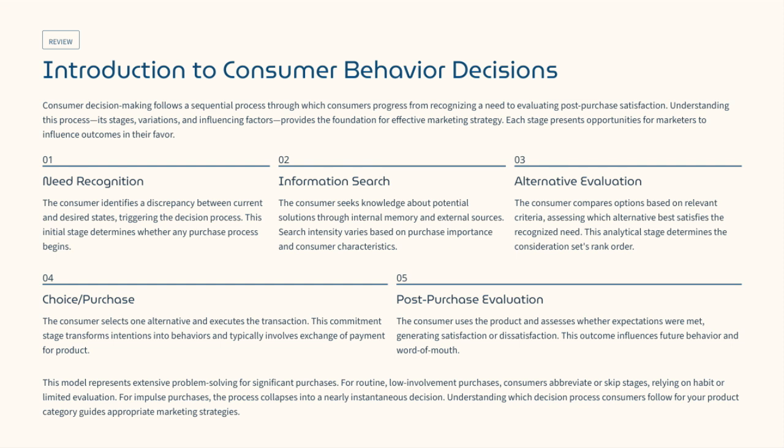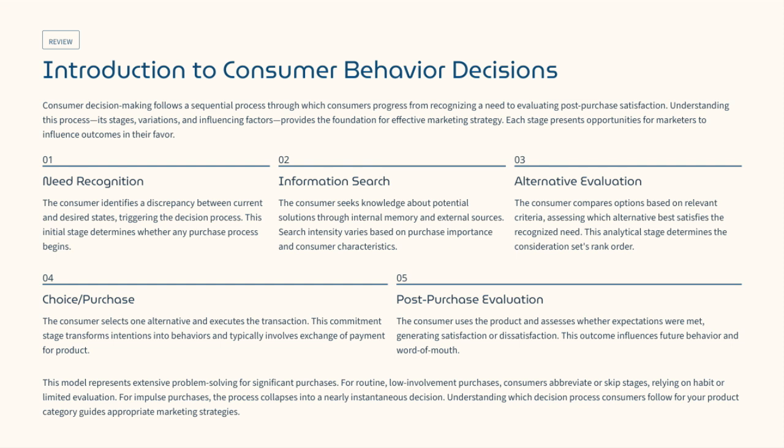Following that is the information search stage. Here, consumers seek knowledge about potential solutions through internal memory or external sources. The intensity of this search varies depending on how important the purchase is and individual consumer characteristics.